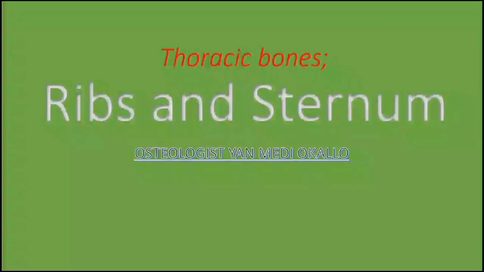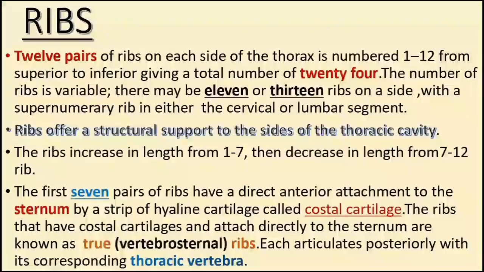Welcome to our new topic of discussion, thoracic bones. These are the ribs and the sternum, which form most of the prominence of the thoracic bones. We also covered the thoracic vertebrae, which form the posterior parts of the thoracic cavity.